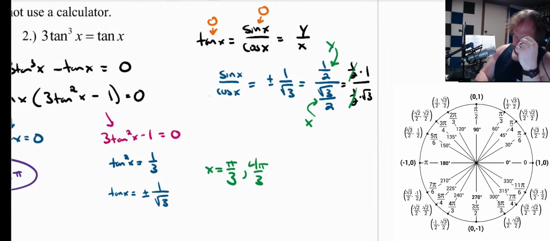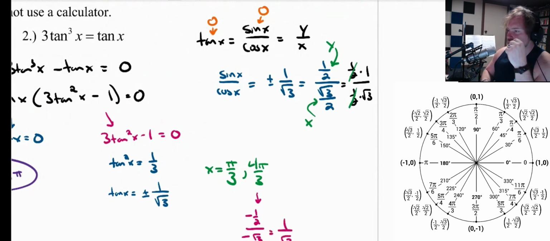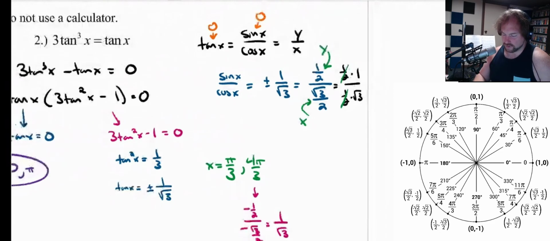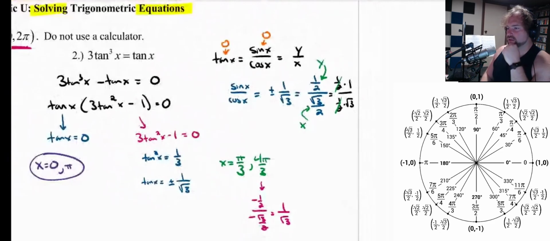At 4 pi over 3, what you get is negative 1/2 over negative square root of 3 over 2, but that is the same positive 1 over the square root of 3. Oh, that kind of got cut off there. I forgot what my zoom situation is. So at 4 pi over 3, even though they're both negative, it still works. So there's 2 answers, pi over 3 and 4 pi over 3. I think I got that right.